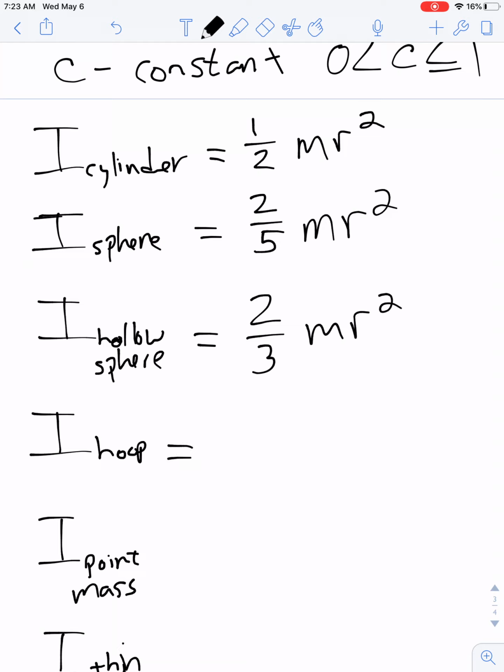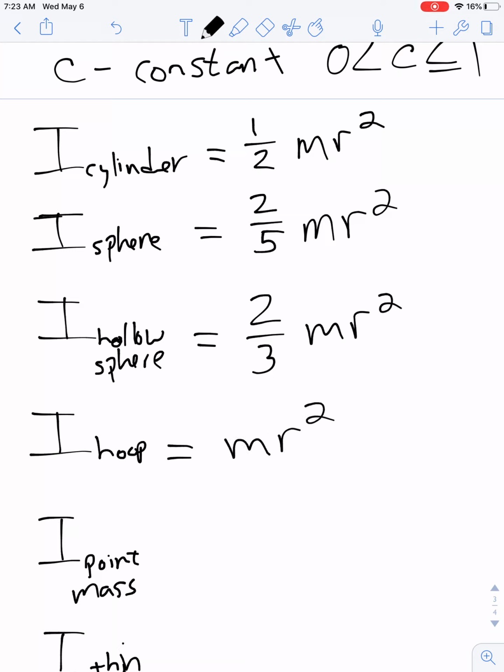For a hoop, you just have what looks like a circle. The axis of rotation would be through the center, like into the page here, and all of the mass is the same distance away from the center. It's all a distance r away from the center. So we can't get any part of the mass any farther from the center, and therefore we have a maximal inertia. As we said, the maximum value for the constant is 1. So for a hoop, it's 1 m r squared, or to simplify it, we'll just write m r squared.